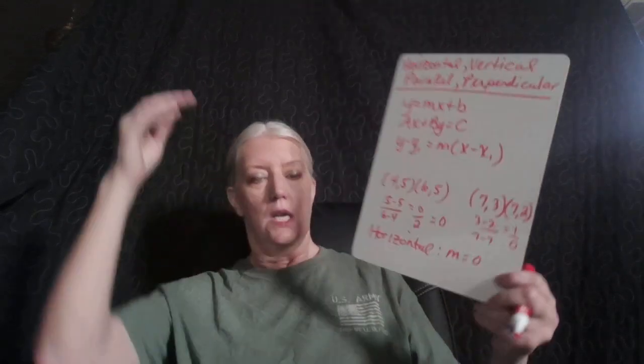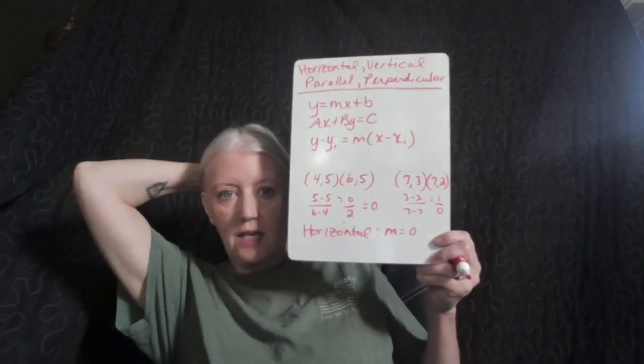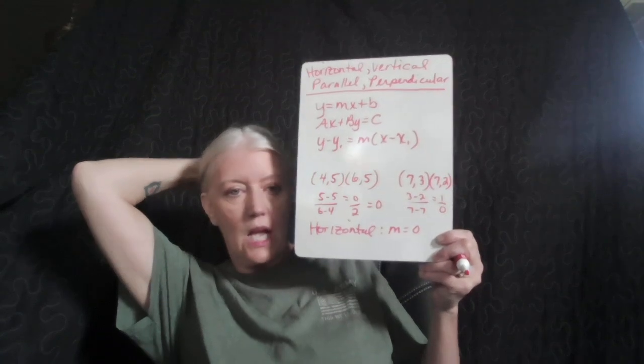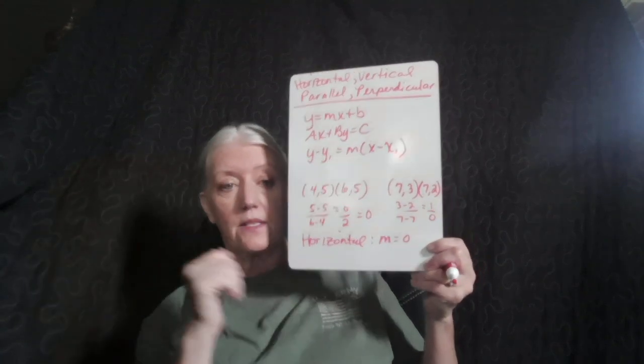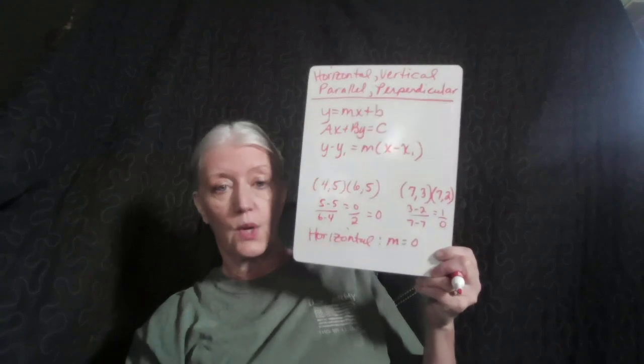Now, let's think about the other pair. If I do y minus y, I get 3 minus 2 over 7 minus 7, and I get 1 over 0. What is 1 over 0? Well, it is undefined. That means that there is no slope, okay? Now, there is a difference between having a slope of 0 and having no slope at all. Okay, let me explain it.